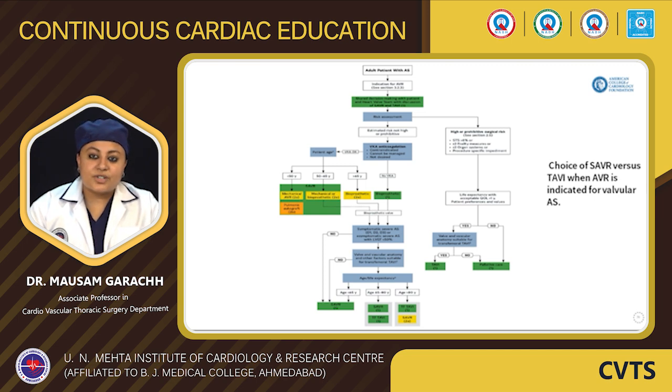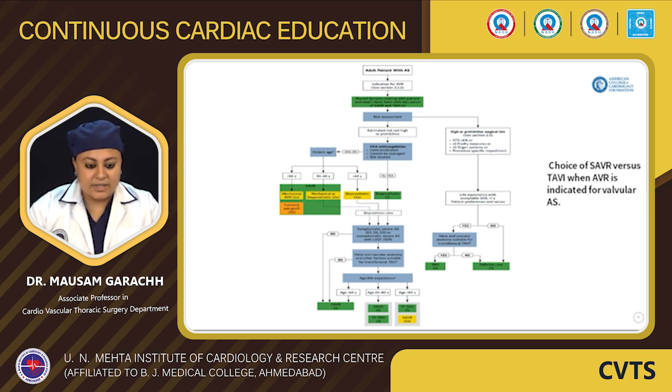This is a flowchart which is showing the choice of surgical aortic valve replacement versus TAVI when AVR is indicated for valvular aortic stenosis. Now, for the adult patient with aortic stenosis, the indications have already been discussed before. So, this has to be a shared decision making between the patient and the heart valve team, with the discussion of surgical and TAVI.